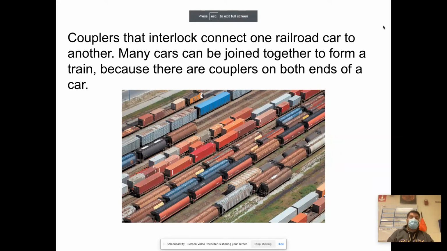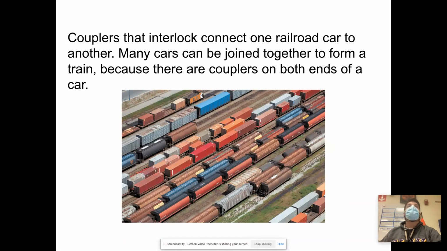So I have an image on the screen, and it's trains and cargo trailers. Basically, couplers are used to interlock and connect one railroad car to another. Many cars can be joined together to form a train because there are couplers on both ends of the car.